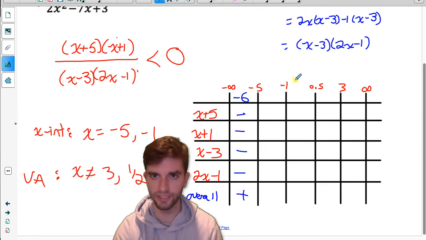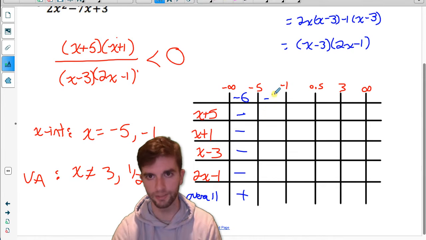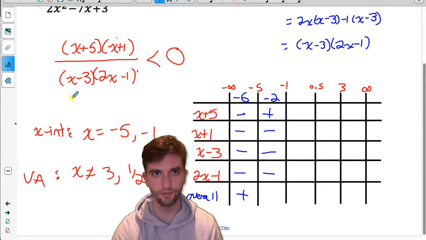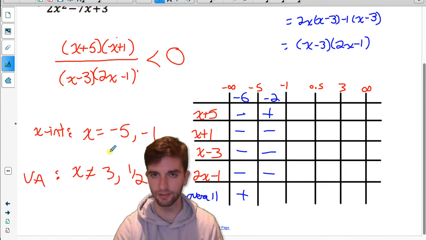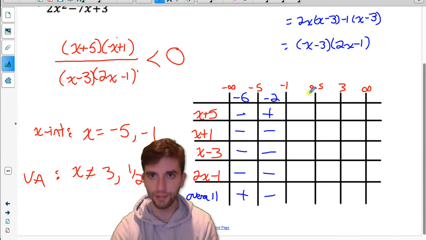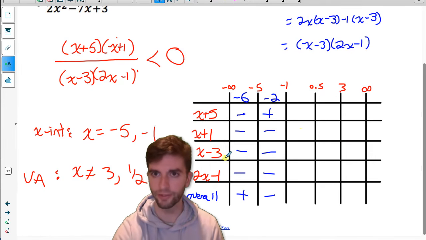How about between those x-intercepts of negative 5 and negative 1? I'm going to pick a test value of negative 2 and test it in each of the factors. Negative 2 plus 5 is positive 3. Negative 2 plus 1 is negative 1. Negative 2 minus 3 is negative 5. And 2 times negative 2 minus 1 is negative 5. So in this factored form version of the polynomial, I would have a positive times a negative over a negative times a negative. That would be an overall negative result. An odd number of negative factors results in a negative result. An even number of negative factors results in a positive result. And now let me just complete these 3 columns as well, following that same pattern.